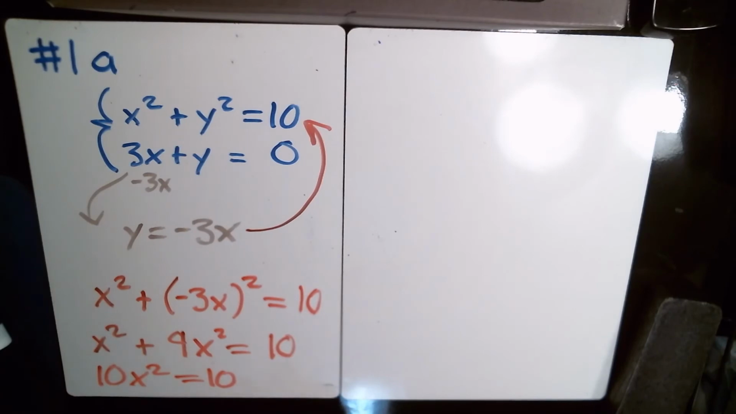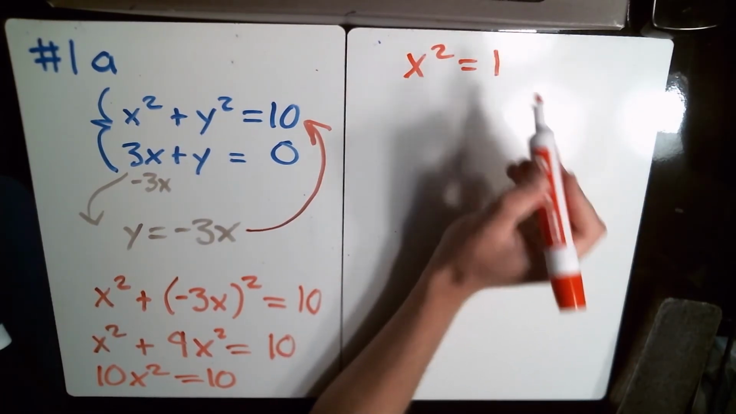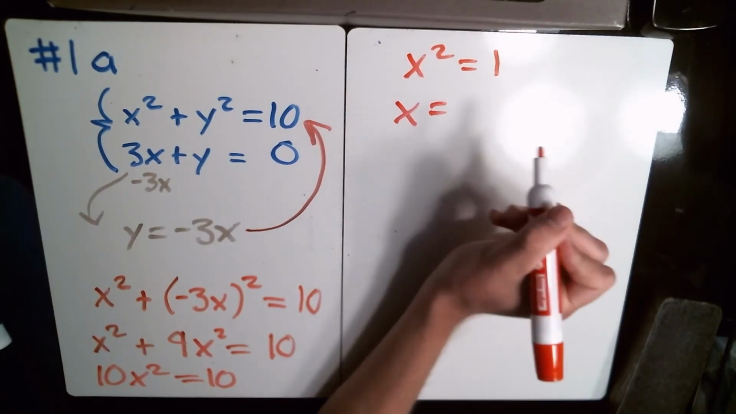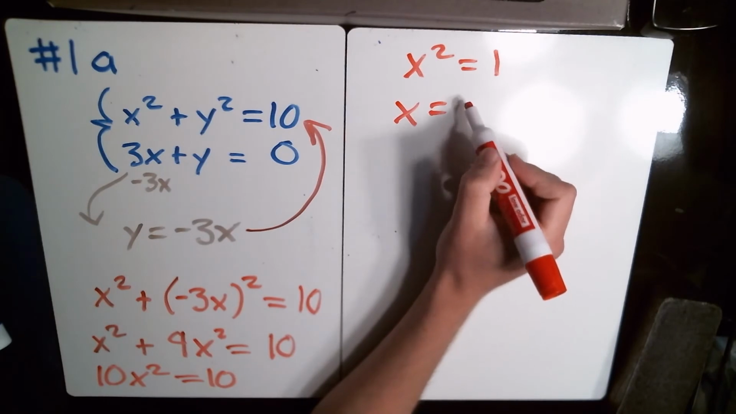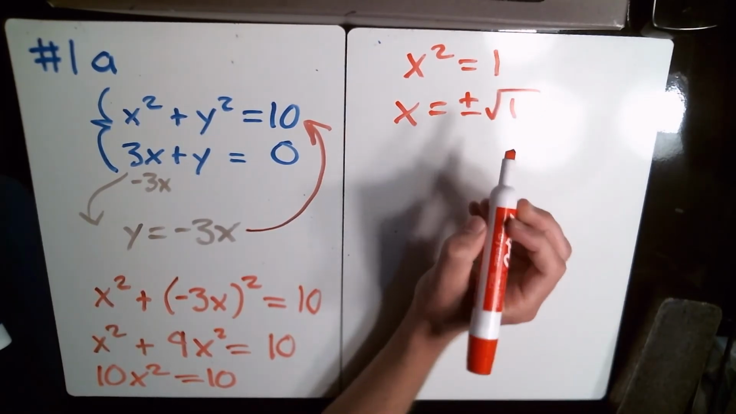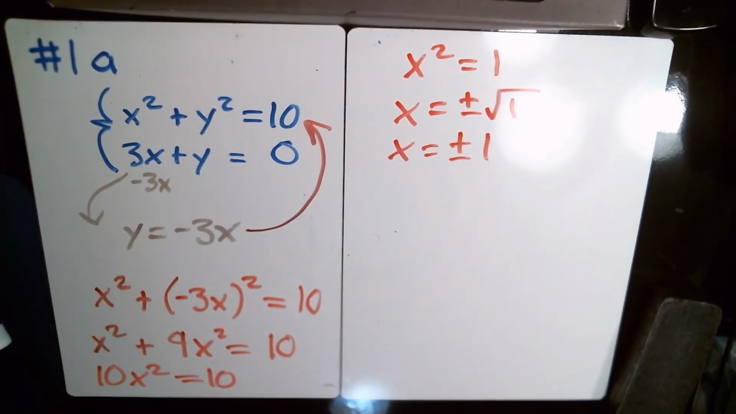So then we just divide by 10 on both sides. We get x squared is 1. You take a square root on both sides. Now, whenever you do a square root on both sides, you need to put in the plus or minus. So we get plus or minus 1, right? The square root of 1 is 1. Okay. So that's the values of x.